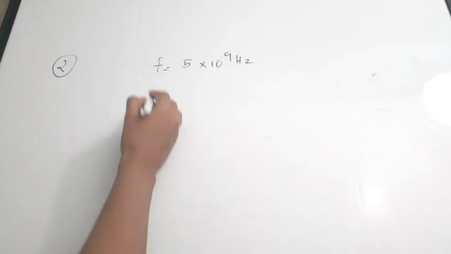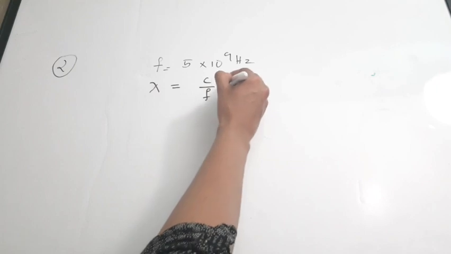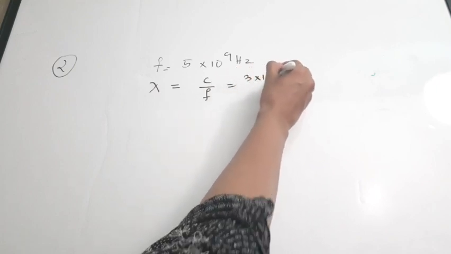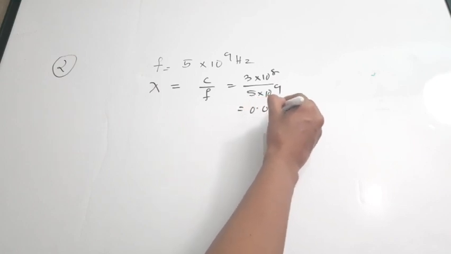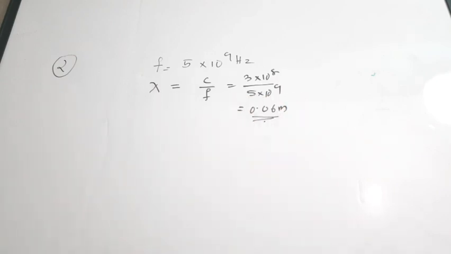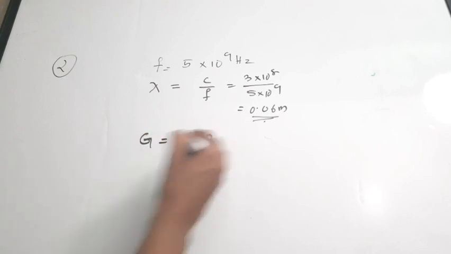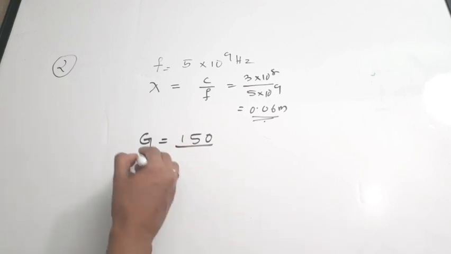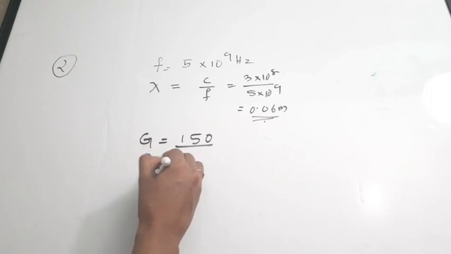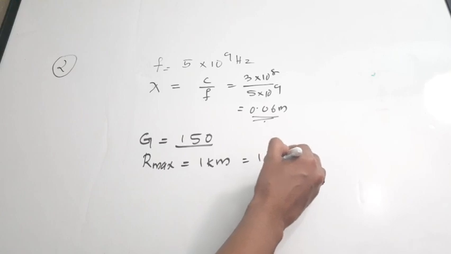It is 5 gigahertz. Now from this you can find the wavelength, C by F, 3 into 10 raised to 8 by 5 into 10 raised to 9. You will get it as 0.06 meters. You have obtained lambda. Now the gain is directly given, it is 150. Sometimes the gain will be given in dB, then you have to convert it to a ratio. So these things you have to note. R max is also given as 1 kilometer, or you can write it as 10 raised to 3 meters.